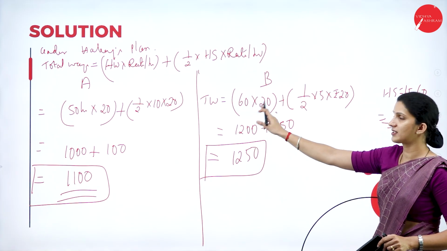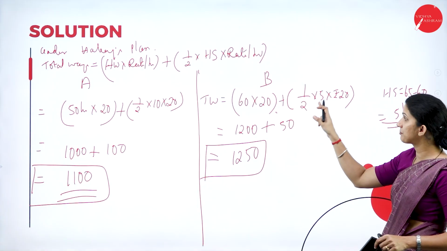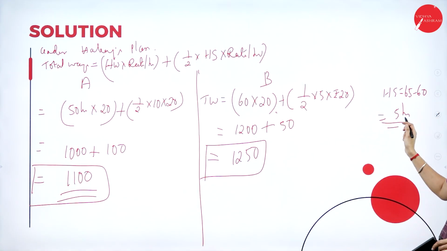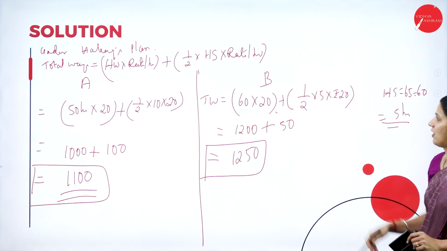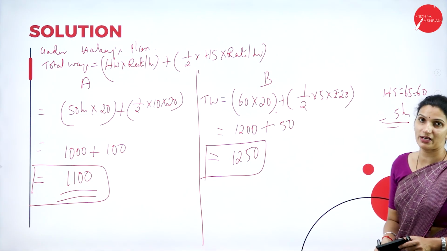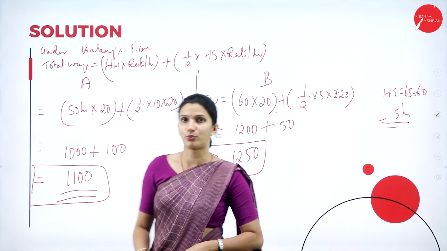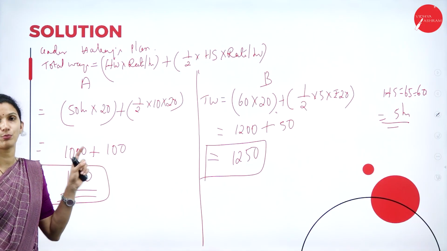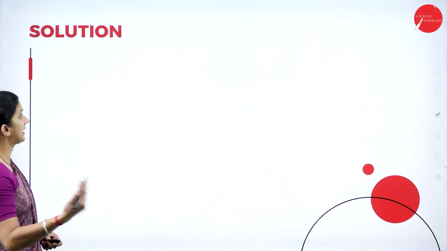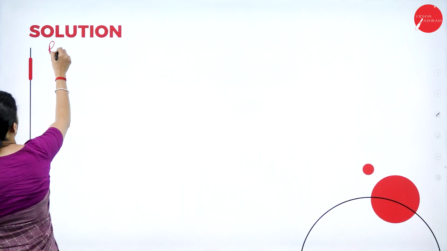So 1,200 is the basic wage, plus he is getting a bonus of half of time saved. The time saved is standard time 65 minus actual time taken, 60. So the time saved is 5 hours, into 20 divided by 2, and you will get the bonus. This is the wage calculation under Halsey's plan for both workers. Next, we'll calculate under Rowan's plan.